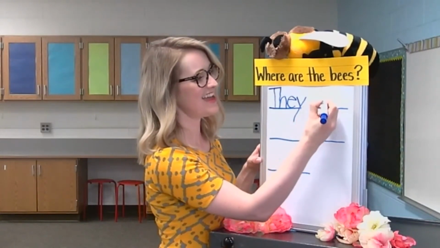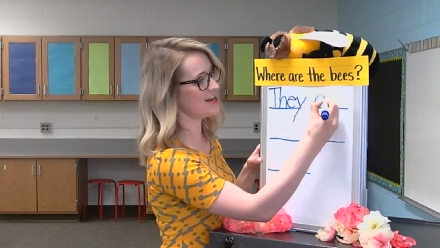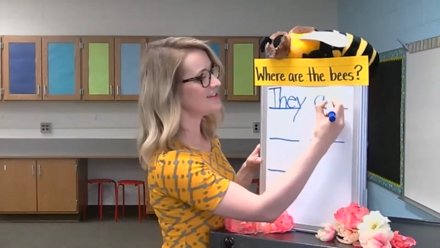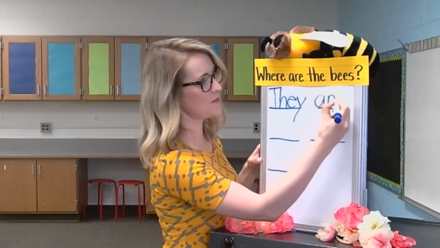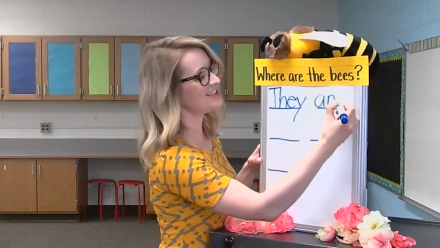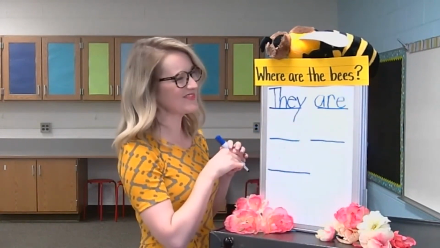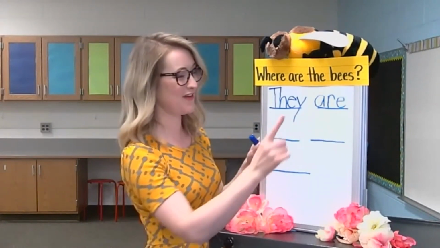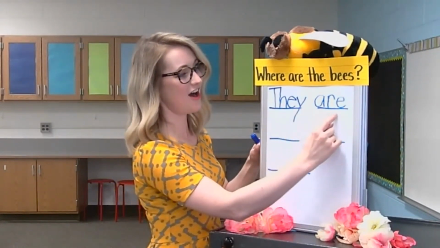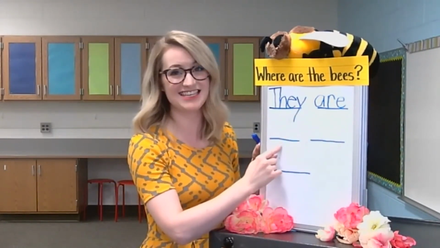Let's write it. A, make a C, close it, and go down. R, start in the middle, go down, back up, and around. Now we need an E. Start in the middle, slide over, up, and around like a C. All right, take your finger and read what we have so far. They are in is our next word.